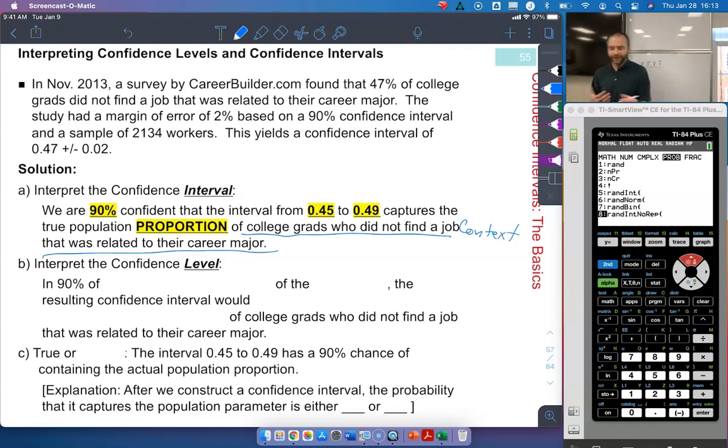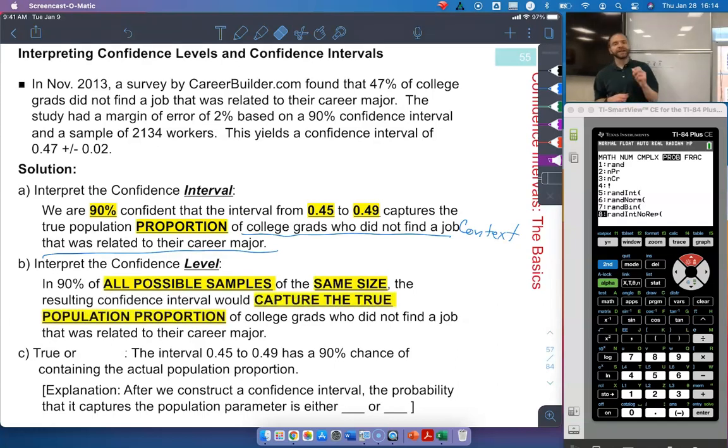Interpret the confidence level. Well, I could have done that in the beginning. In 90% of all possible samples of the same size, the resulting confidence interval would capture the true population proportion of college grads who did not find a job that was related to their career major. Again, look at the highlighted parts. And again, one part that is not highlighted is right here, and that is context. Remember, you always have to interpret the confidence interval. Confidence level is when you are asked. So make sure you can tell the difference between those two.